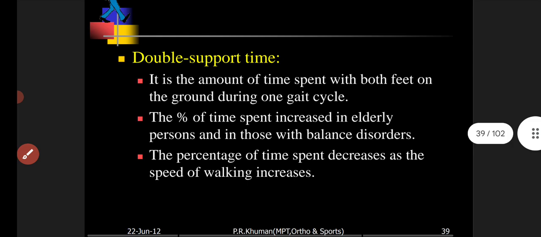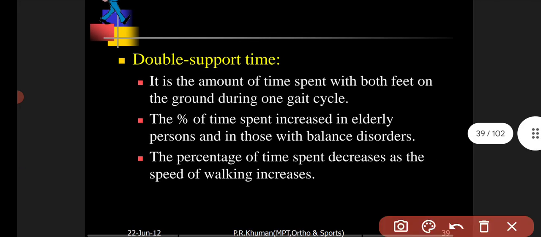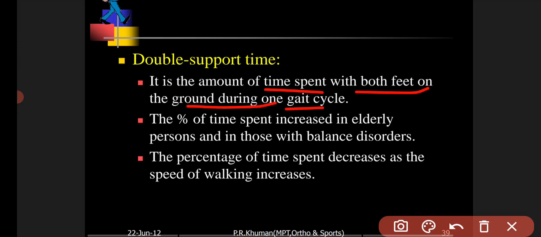Double support time is the amount of time spent with both feet on the ground during one gait cycle. The percentage of time spent increases in the elderly. The percentage of time spent decreases as the speed of walking increases.